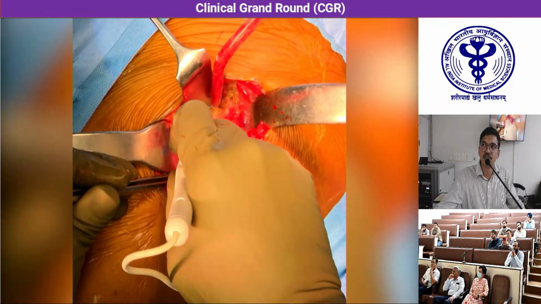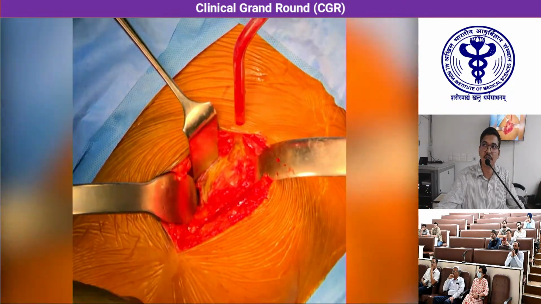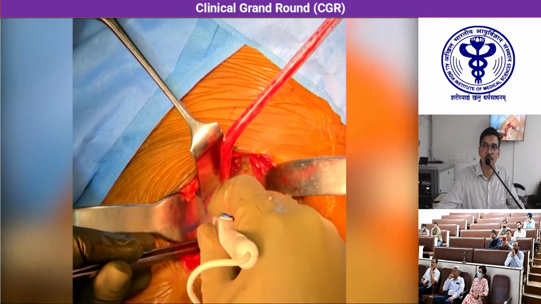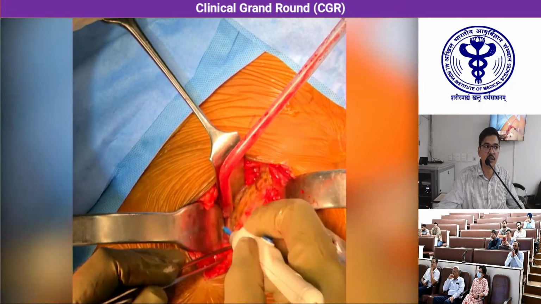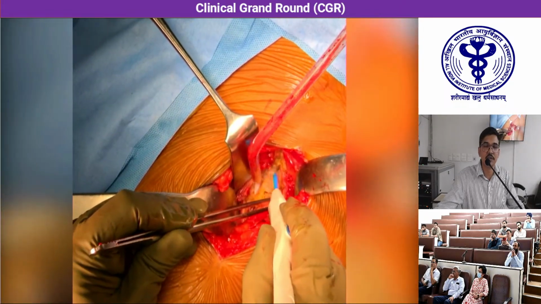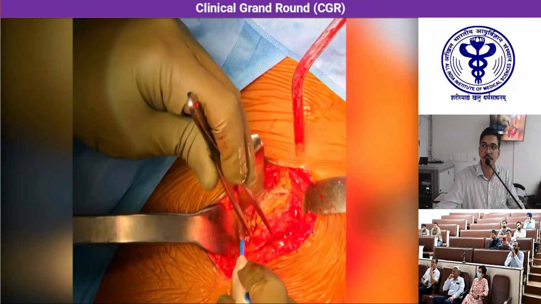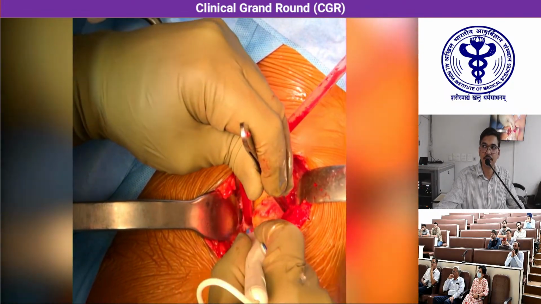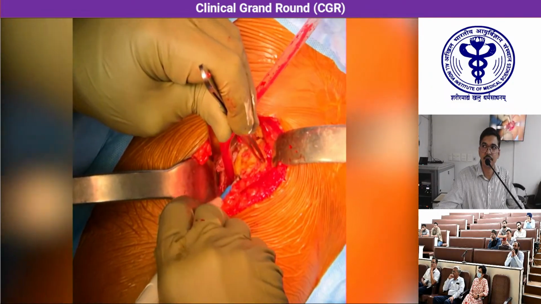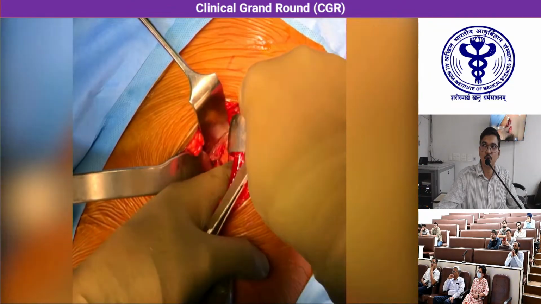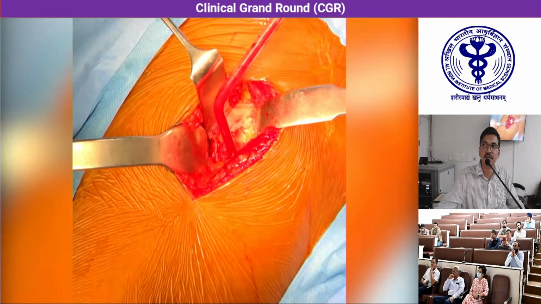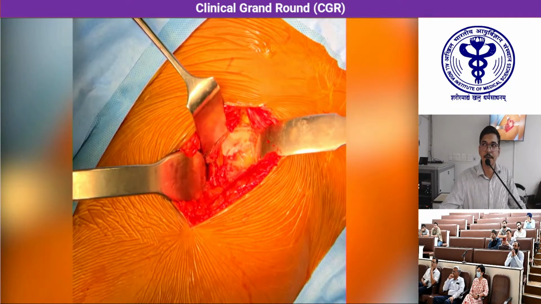So there is no muscle which has been cut. If you see my hand, there is no blood till now on my fingers. The tissue planes are completely avascular because we have not dissected any muscle. You open the hip capsule and you directly enter inside the joint.